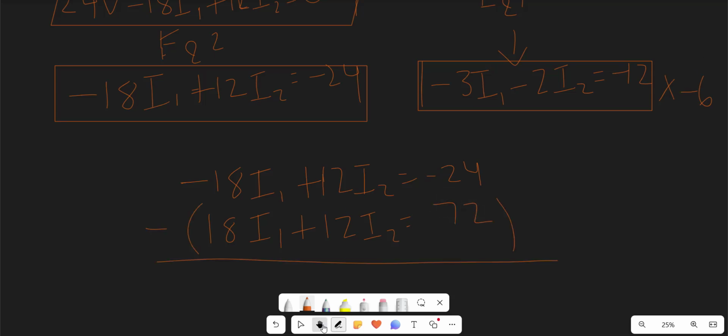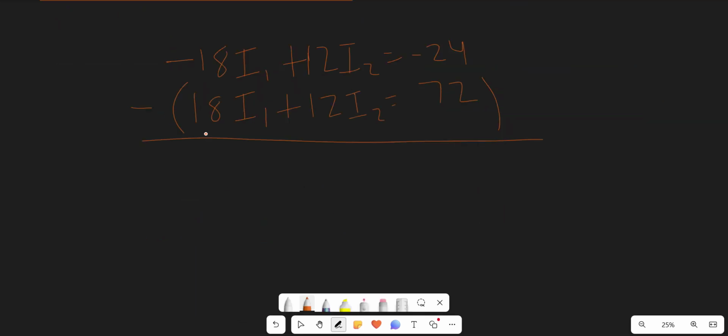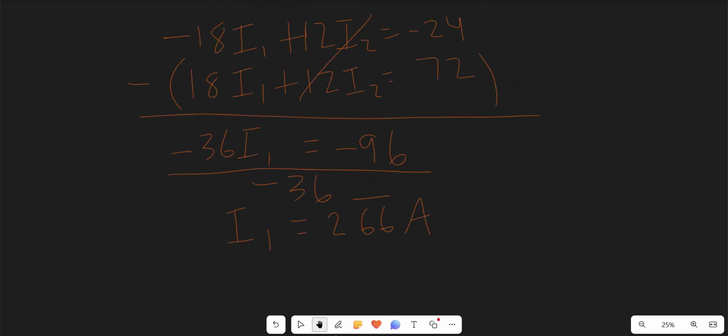And now let's subtract both of these equations. So negative 18 minus 18 I1, that's going to be negative 36 I1, and then positive 12 I2 minus positive 12 I2, that's just going to cancel out and give us 0, and then negative 24 minus 72 is going to be negative 90. And now if we divide both sides by negative 36, I1 will be 2.6 repeating amps. So this is our current for I1. So if we take one of these equations, it doesn't matter which one, and then plug in what we have for I1, we can solve for I2.